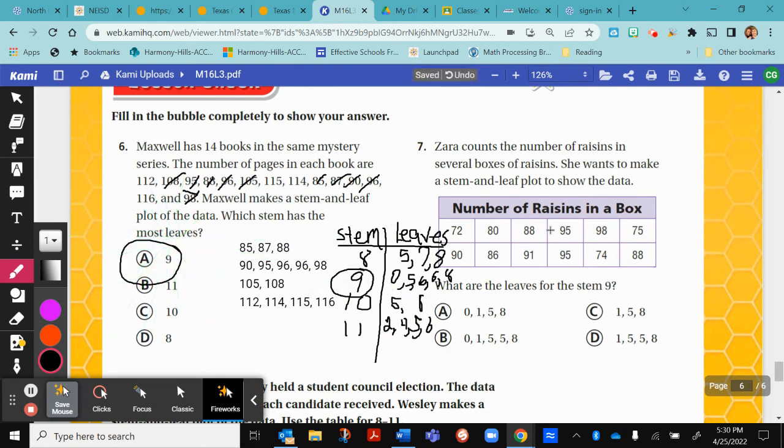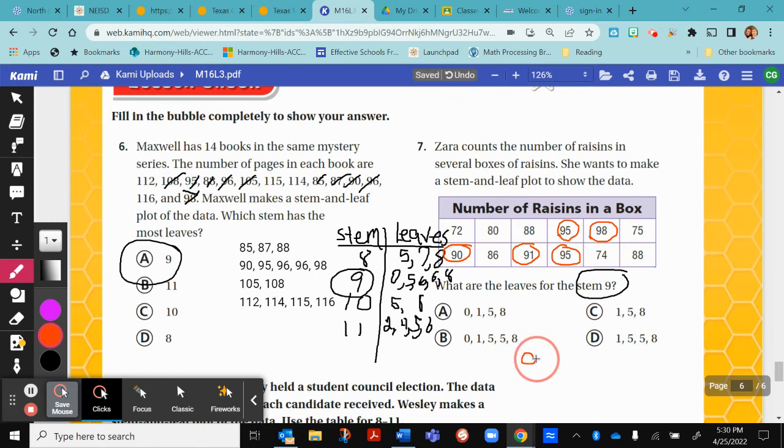Okay, let's look at Zara counts the number of raisins in several boxes of raisins, and she wants to make a stem and leaf plot to show the data. What are the leaves for stem 9? Okay, guys, so I'm going to come over here to stem 9. I'm going to circle stem 9. I'm going to circle all the numbers. I'm going to switch my color up so we can see it better. That's a stem 9, stem 9, stem 9, and stem 9. Okay, so I'm going to write those down.